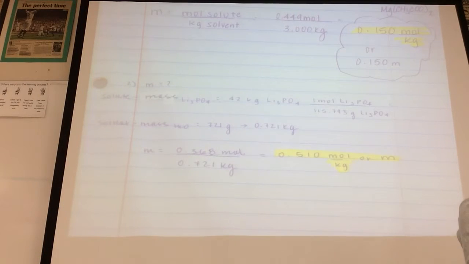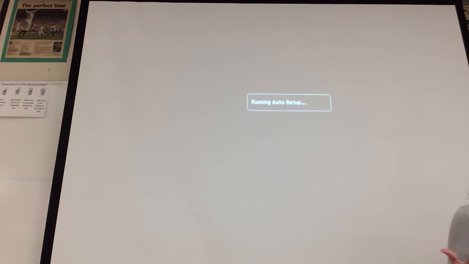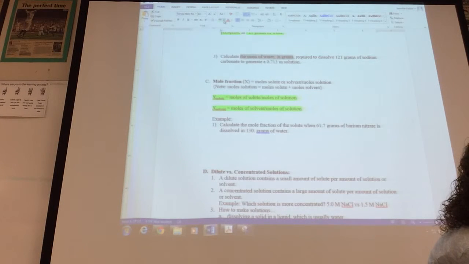Easy peasy. All right. This one's a little bit different. It's not that I'm going to give you one like this, but if you can do this, you really can do anything. It says calculate the mass of water in grams. So we're looking for the mass of the solvent required to dissolve 121 grams of sodium carbonate. And you want to generate a 0.713 molal solution. So this one's a little different, and you're solving for the denominator, so you need to be careful here.